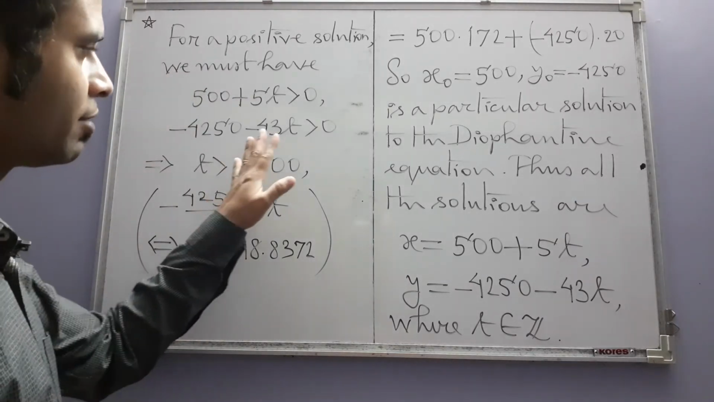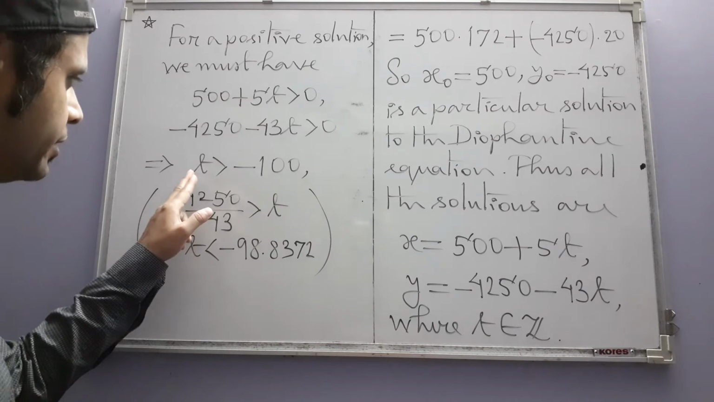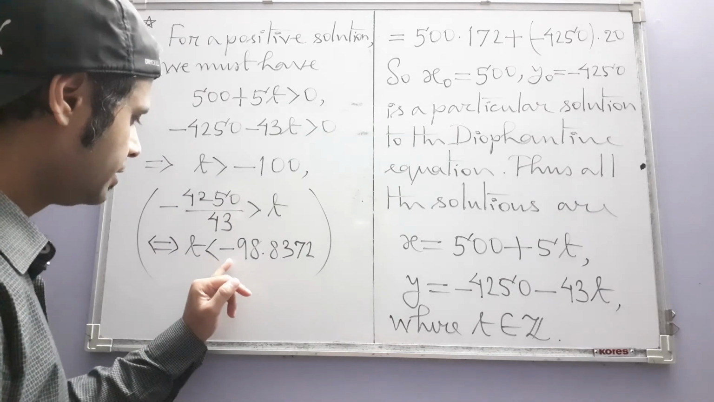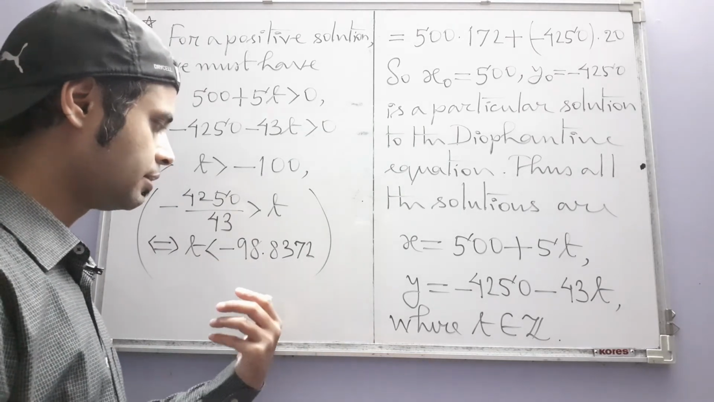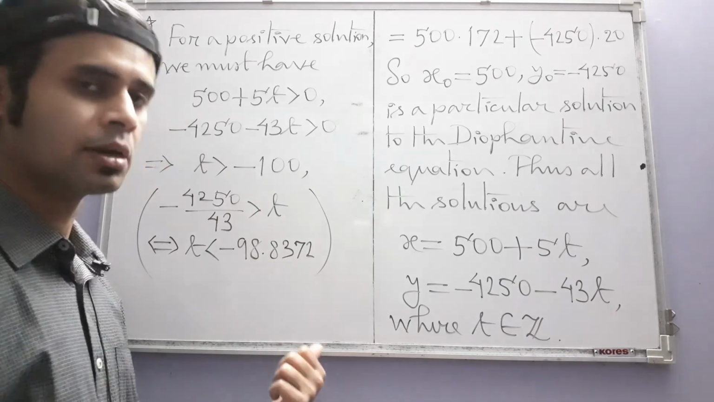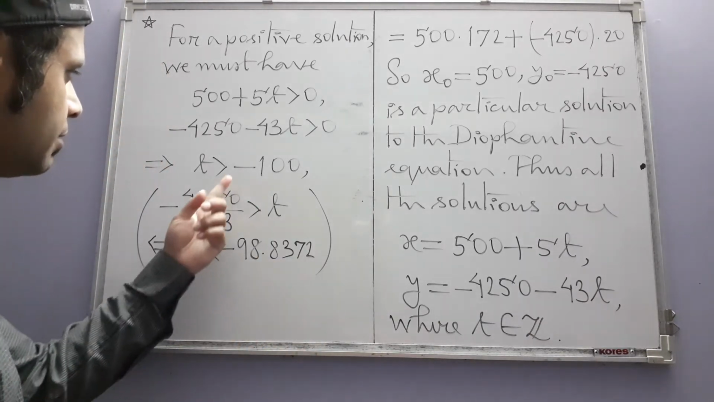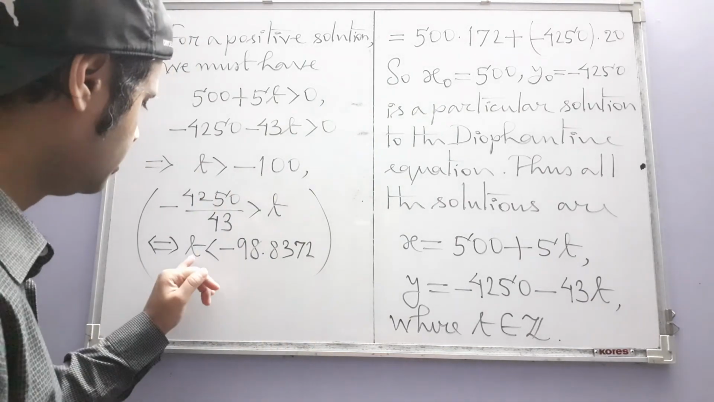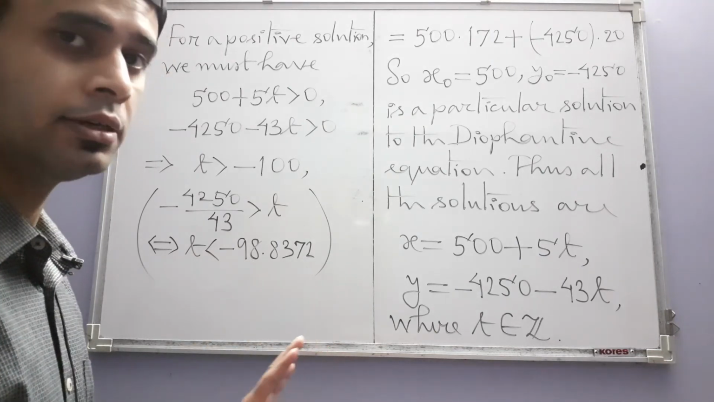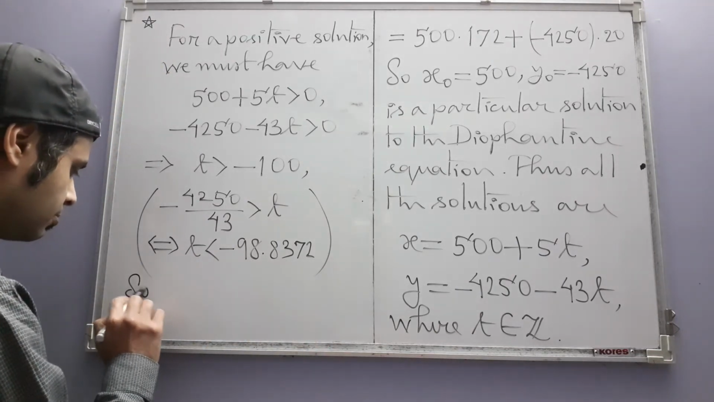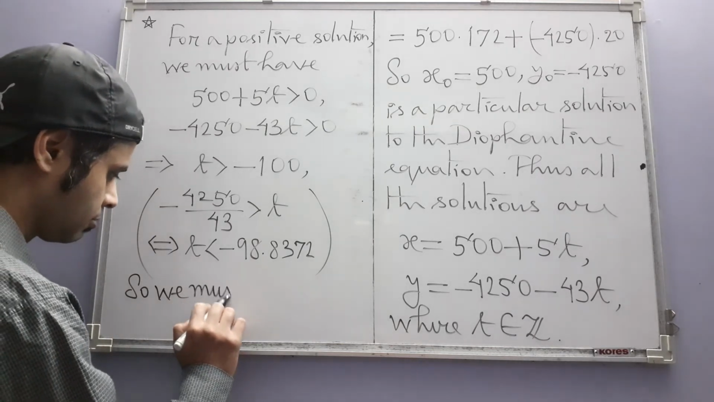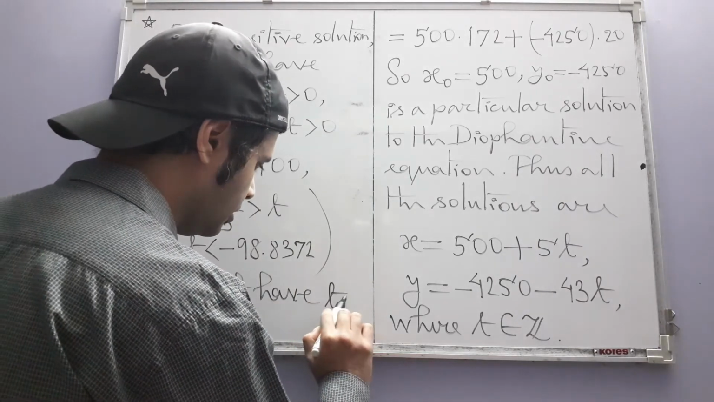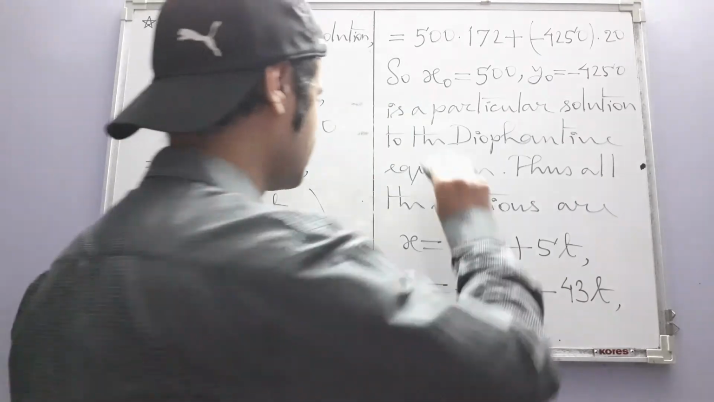So in order to have a positive solution, this integer t should be, keep in mind t is an integer, strictly less than minus 98. In fact, it should be less than this number, but at the same time it should be greater than minus 100. So there is in fact one possibility, and only one possibility for t, namely that t should be equal to minus 99. So we must have t equal to minus 99.